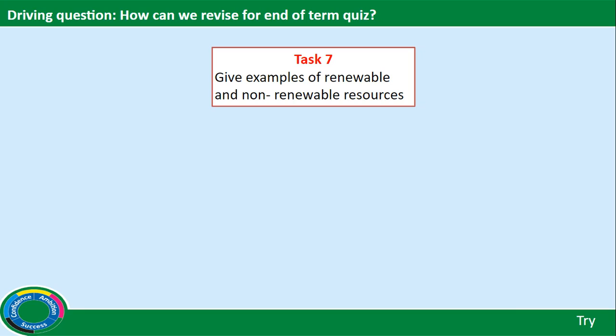Task number 7, give examples of renewable resources and non-renewable resources. It's very important, just at the beginning of this PowerPoint, that you know the difference between the two, okay? Renewable resources can be replaced over time naturally, and can be used over and over again. Obviously, non-renewable resources are the opposite. So give some examples of renewable and non-renewable resources. You can now pause the recording.